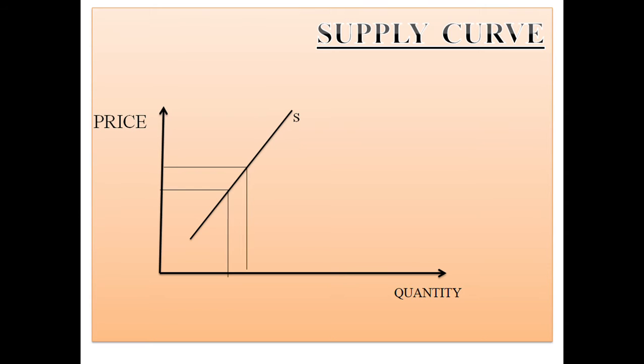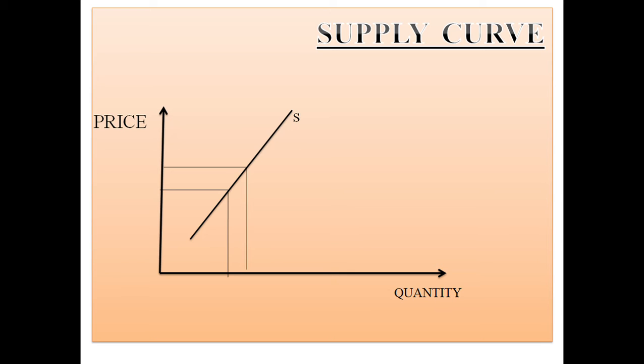Clear? Look at this graph. On the horizontal axis, we measure quantity. On the vertical axis, we measure price. The supply curve is upward sloping. Why? Because of the direct relationship.